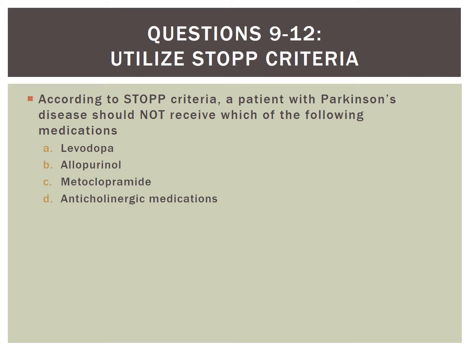The next set of questions, you are asked to utilize the STOPP criteria. According to STOPP criteria, a patient with Parkinson's disease should not receive which of the following medications? Correct answer here is metoclopramide. Metoclopramide has the potential to irreversibly worsen a patient's Parkinsonian symptoms.